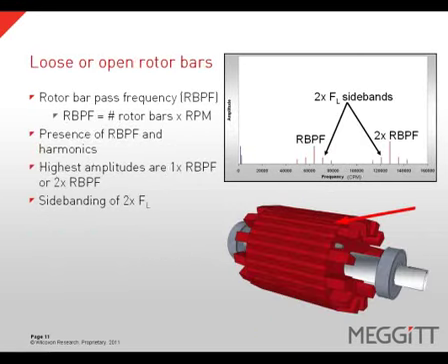Loose or open rotor bars will generate rotor bar pass frequency and possible harmonics in the spectrum. The highest amplitudes are typically 1 times rotor bar pass frequency or 2 times rotor bar pass frequency. It is also very common to have sidebands around rotor bar pass frequency spaced at 2 times line frequency.